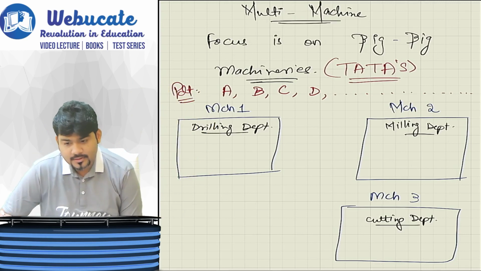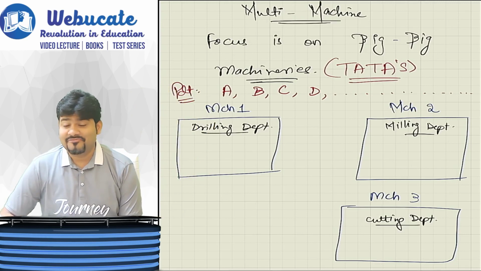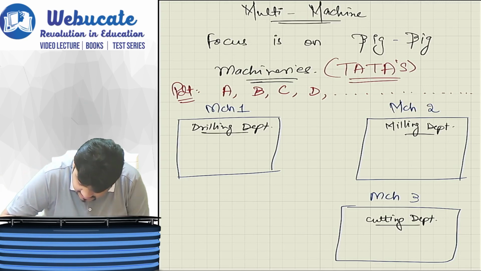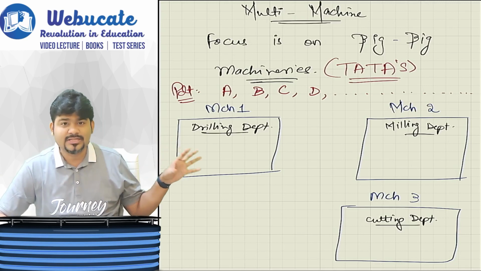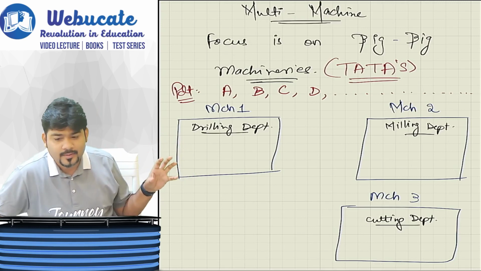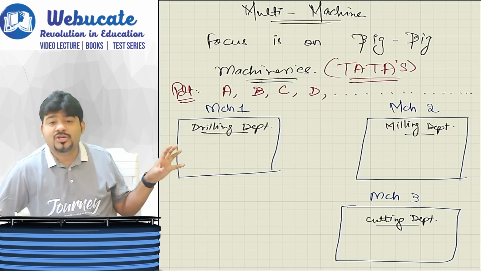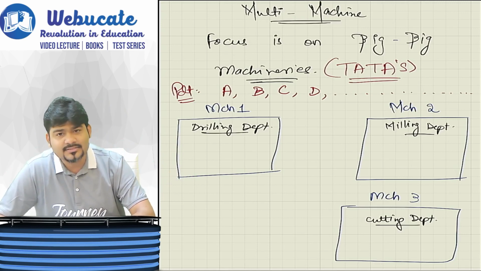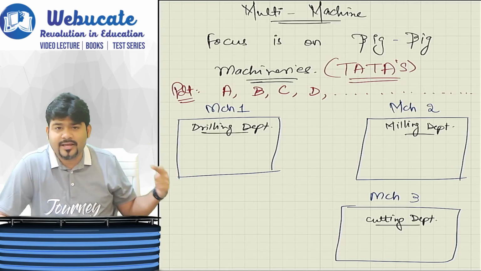Now, in these big manufacturing concerns, suppose there is a drilling department that you see here. The main role of this drilling department is only to do one thing, and that is to continuously do the drilling part.